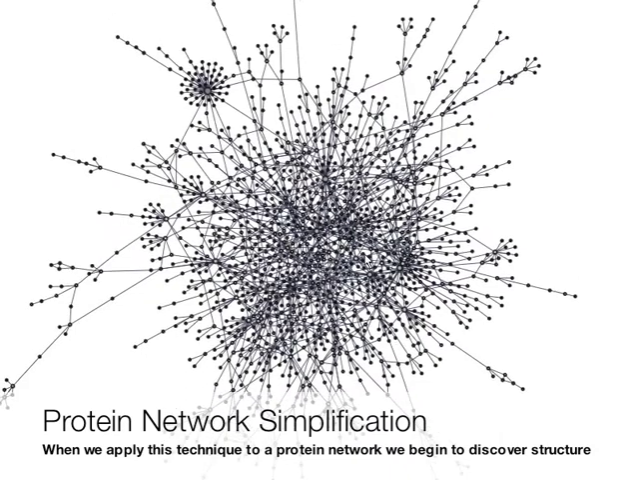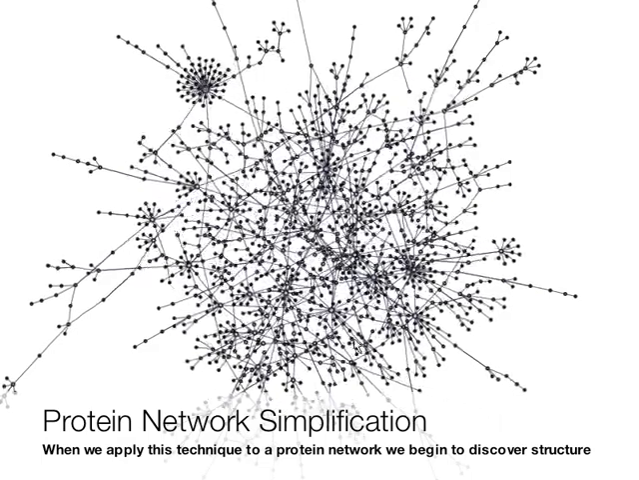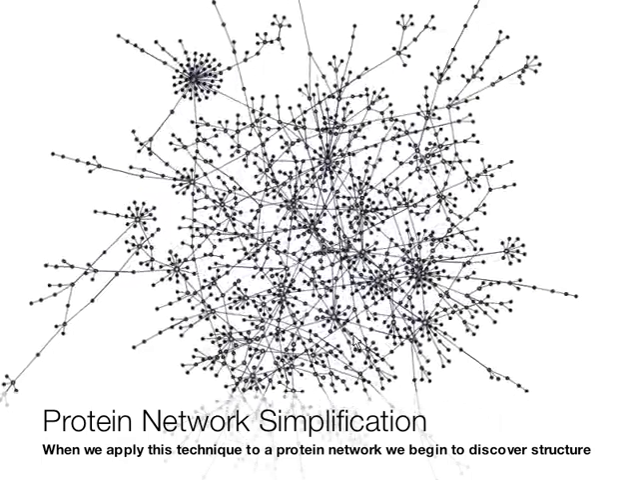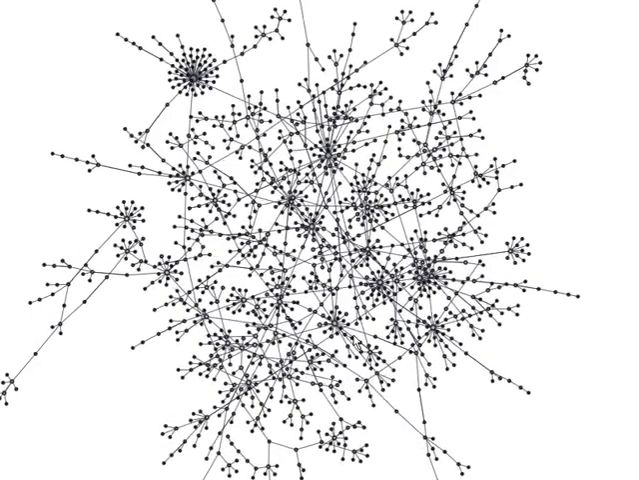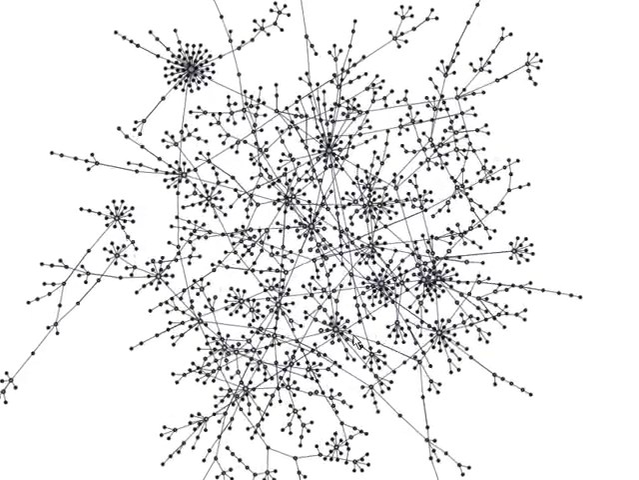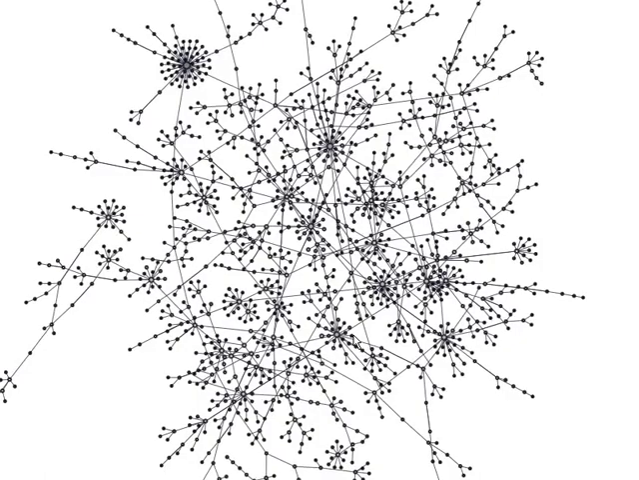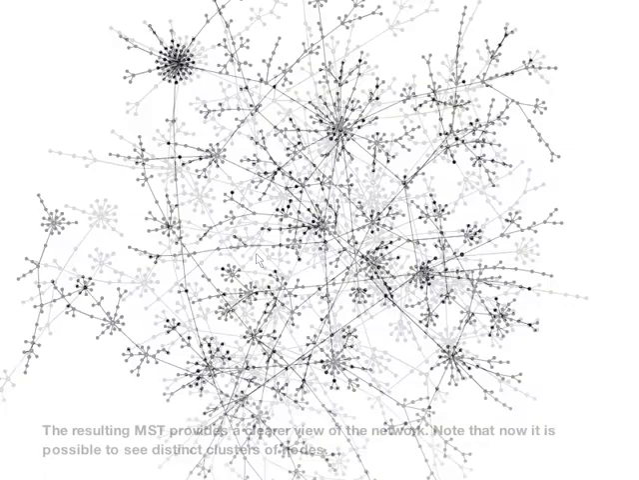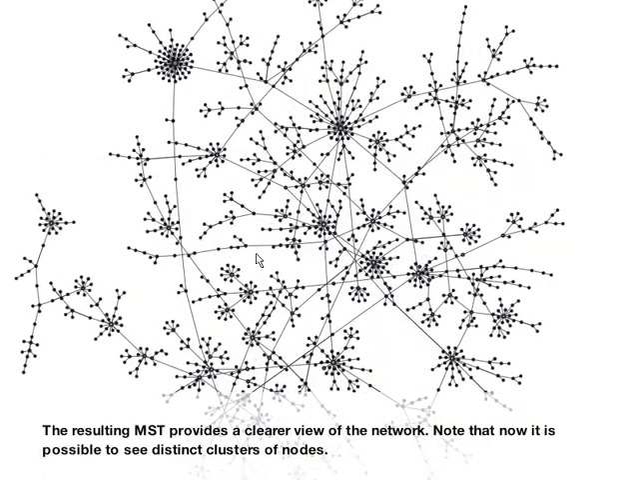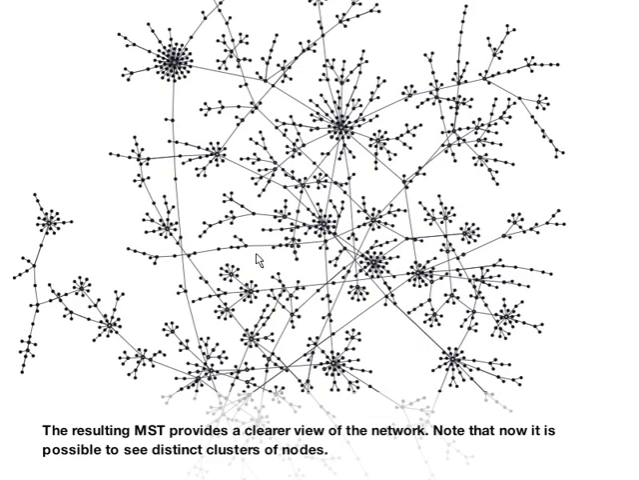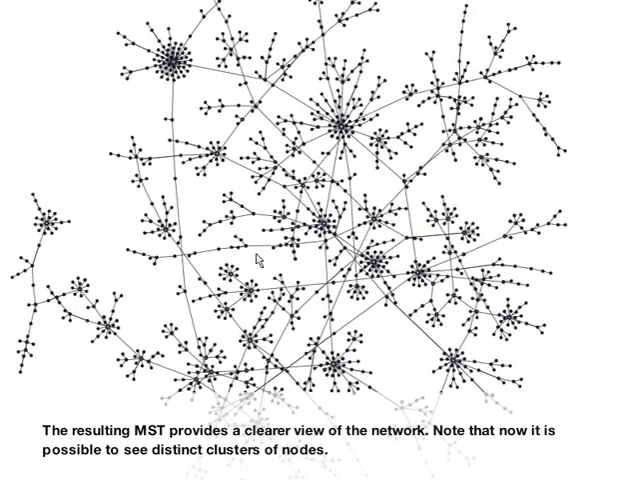When we apply this technique to a protein network, we begin to discover structure. The resulting spanning tree provides a clearer view of the network. Now it is possible to see distinct clusters of nodes.